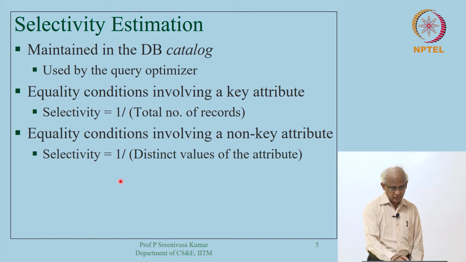If the equality condition involves non-key attributes, then you can make some rough estimate of the selectivity by taking the number of distinct values per attribute. In that attribute, see the number of distinct values, and then you can assume uniform distribution of the values among all the records, and take 1 over the number of distinct values as the estimate for the selectivity.